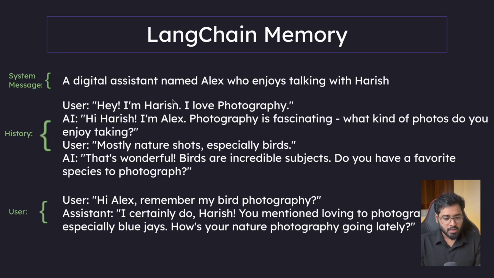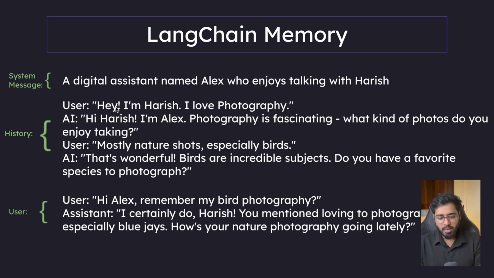Now let us look at an example of the first one, which is put it as part of the prompt. If you have worked with LangChain before, you know that the OpenAI APIs or Anthropic's APIs accept a system message and a human message. The system message could be something like a digital assistant named Alex who enjoys talking with Harish. So this is the history of the conversation, and I'm passing this history to the prompt as well.